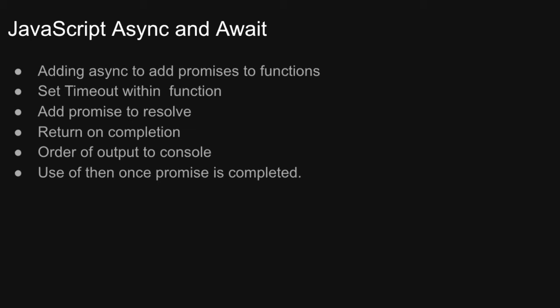So we're going to see also how async and await are going to work and the order that it's going to be output. And we're going to be logging this information into the console and then using them once the promise has been completed. So making use of whatever the block of code is or whatever the response back is with the async and await. So I've got some examples coming up.